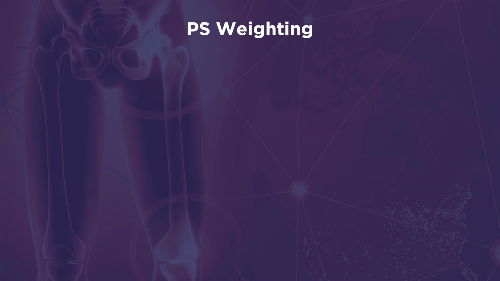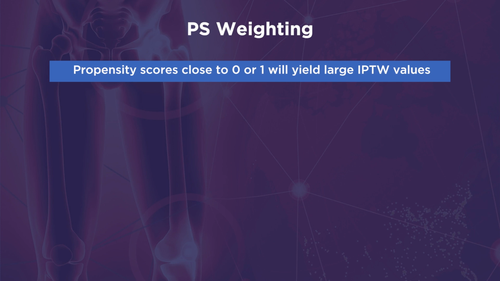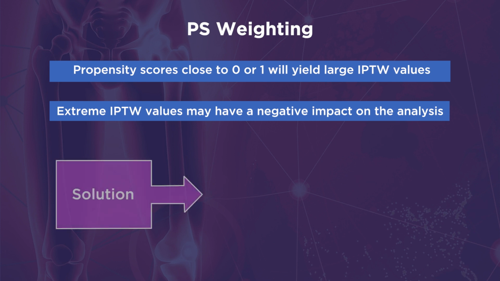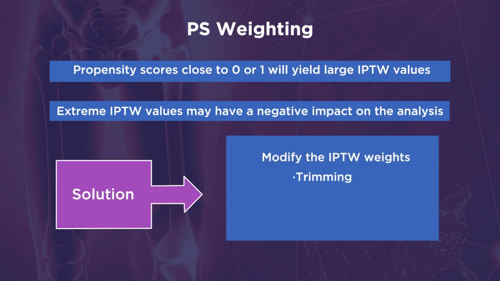It is important to remember that propensity scores very close to either 0 or 1 will yield large inverse probability of treatment weights for the treated and untreated groups, respectively. Extremely large weights may have a negative impact on the analysis results, including bias and increased variability of the estimated treatment effect. These issues can be resolved by modifying the weights using methods such as trimming, truncation, and stabilization. Of note, overlap weights do not yield extremely large values in the way that inverse probability weighting might.